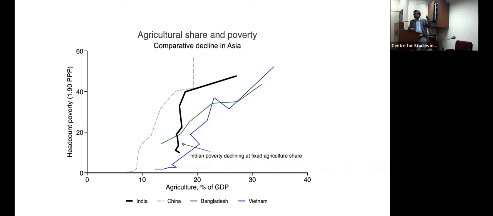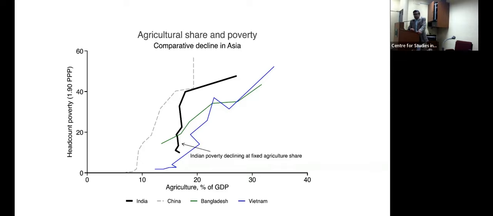It's basically plotting points that give you the share of agriculture as a fraction of GDP and the corresponding headcount ratio, plotted over time. So you can see for Vietnam, this has been a negative relationship, as one would expect. Same is the case with Bangladesh, the green curve. Same with China. With India, there's a vertical.